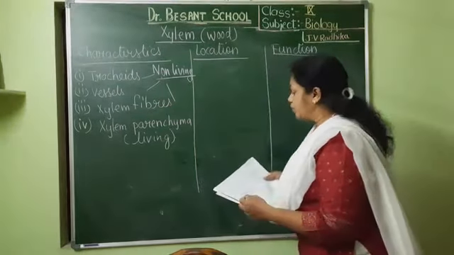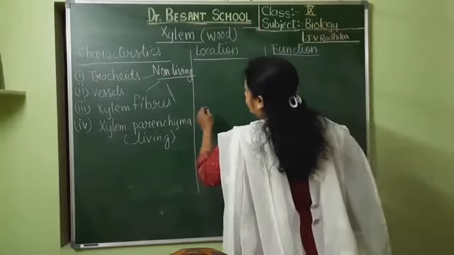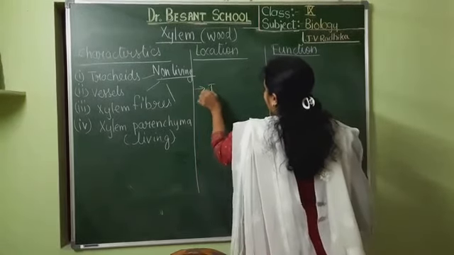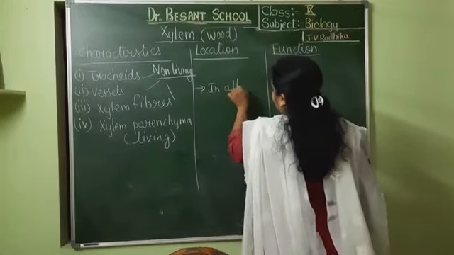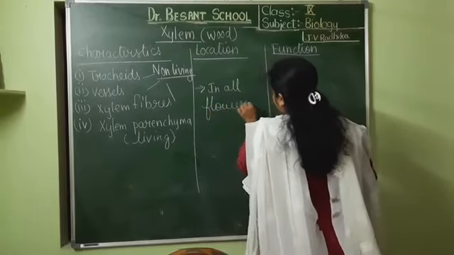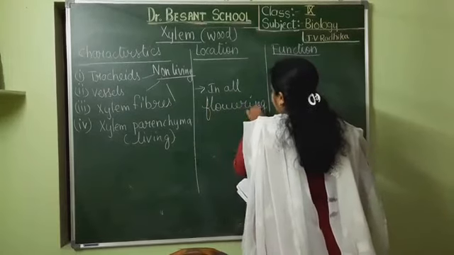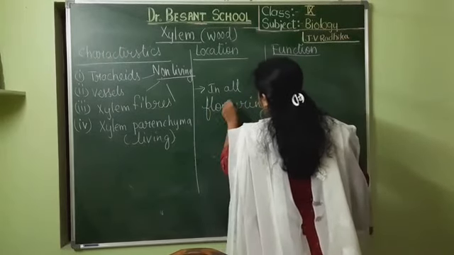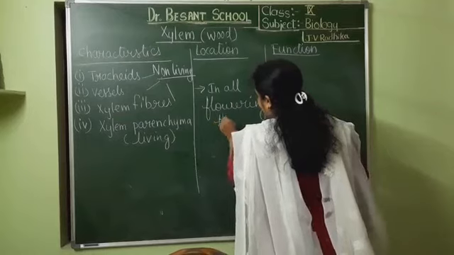Then where it is present: it occurs in all the flowering plants. Flowering means which will be producing the flowers. You may wonder, later you will be understanding about it. Flowering plants.